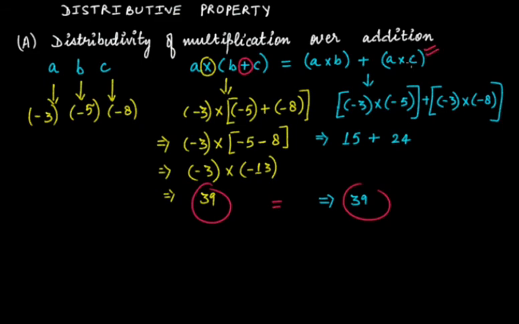You can assign some other values to a, b and c, and just check whether in every case you are getting the same result, where the first condition, a times (b plus c), is equal to a times b plus a times c. In this case, this condition got satisfied, and we can say that integers follow distributivity of multiplication over addition.